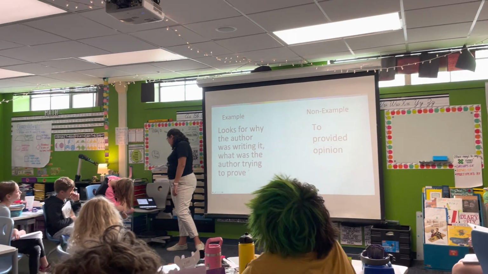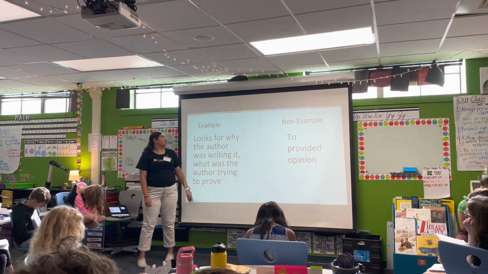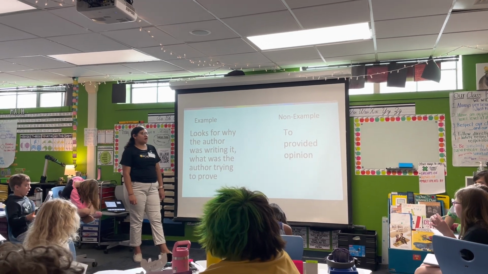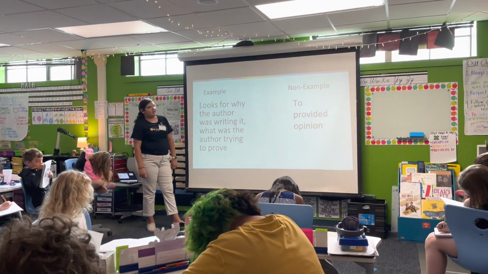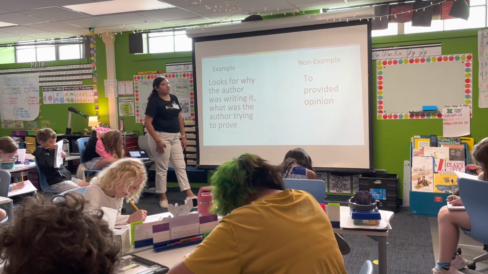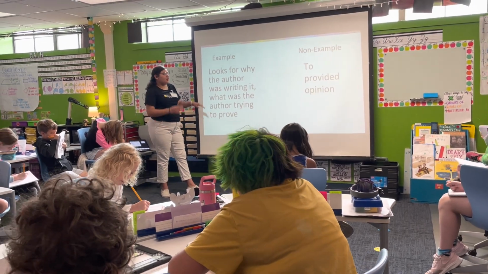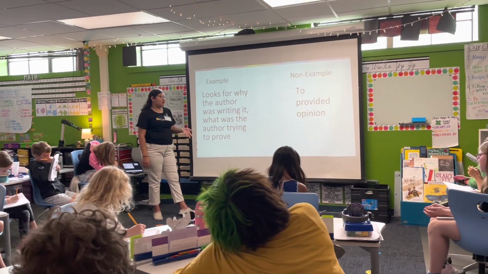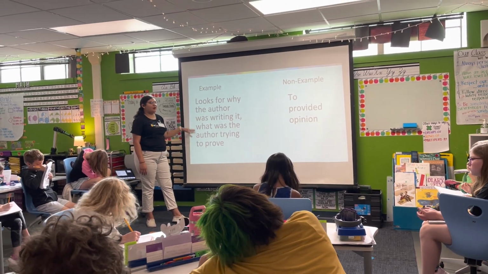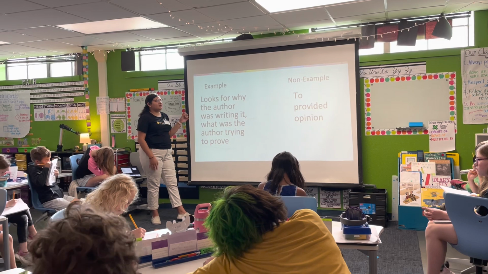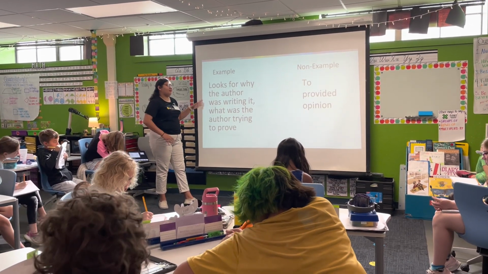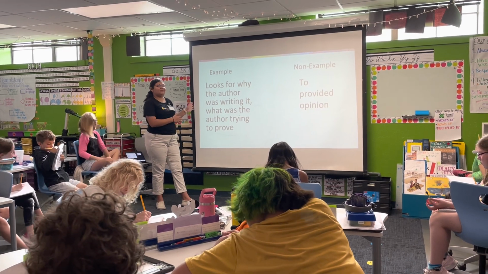Alright, so another example is that it looks for why the author was writing it and what the author was trying to prove. And the non-example is that it provided an opinion. So you want to look at why the author was writing what he was saying and what he was trying to prove about the paragraph. And the non-example is, was he providing an opinion? If it is, then it's not what we're talking about.